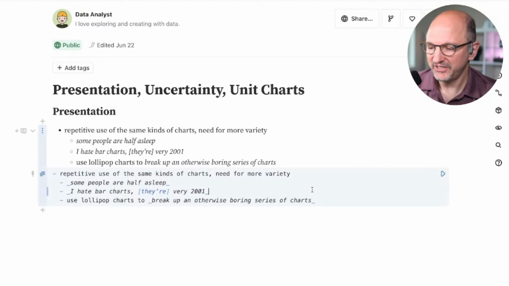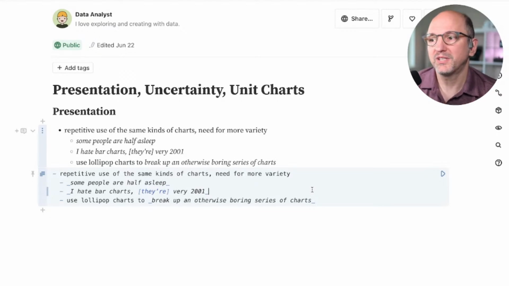There's another guy who was really interesting. He was saying, I hate bar charts. They're very 2001. I don't know exactly what that means, that something is very 2001. But bar charts, again, are extremely useful. But they are also used for everything. And so if you want something to stand out, to be more interesting, then you're going to need something else.